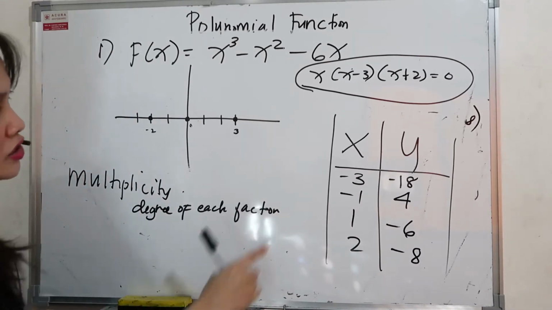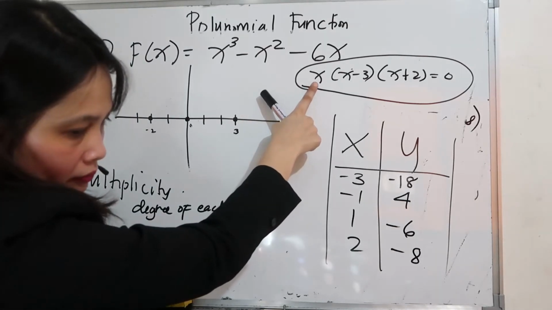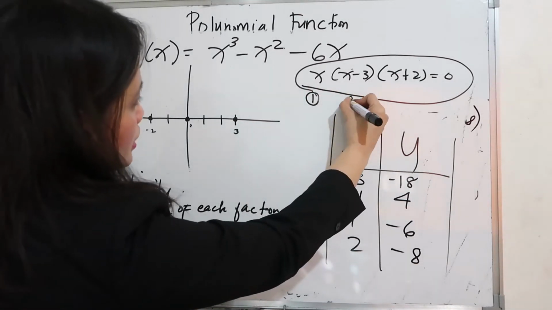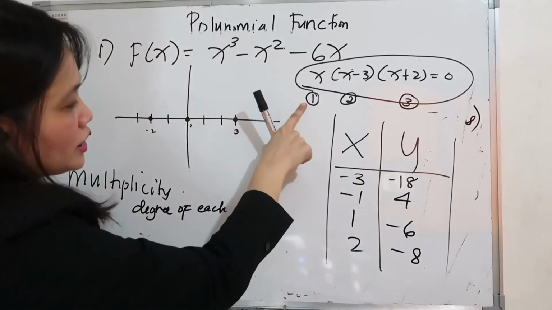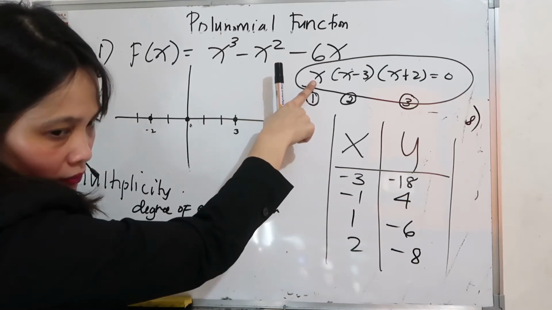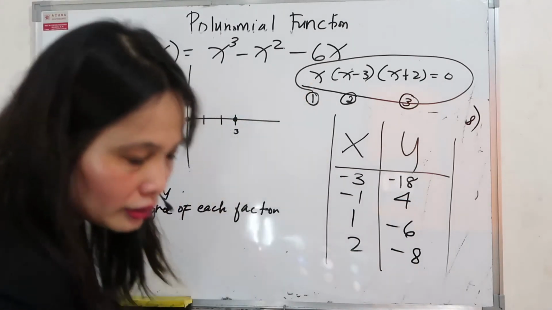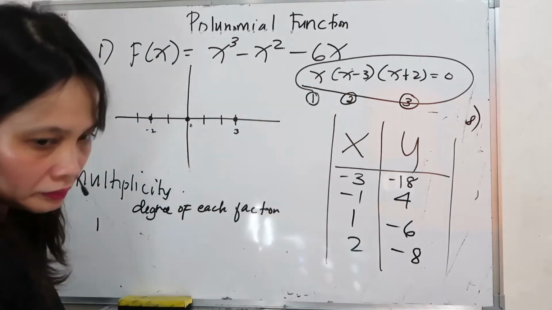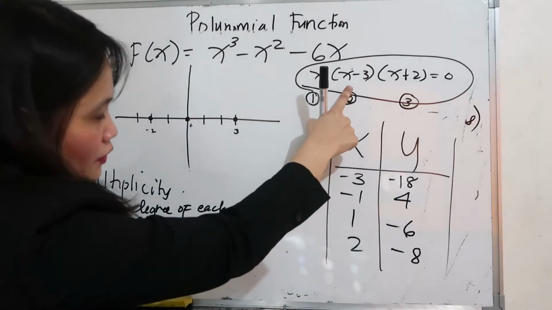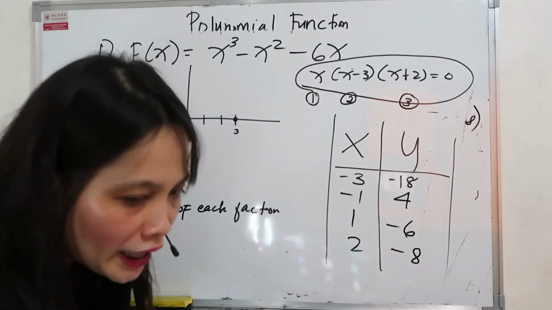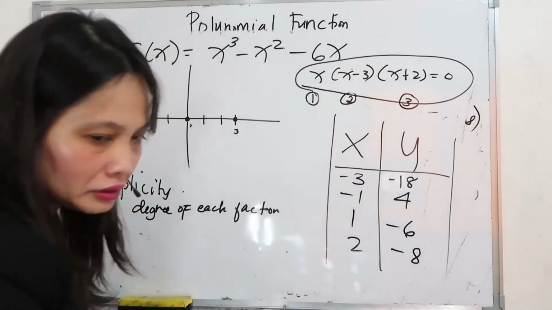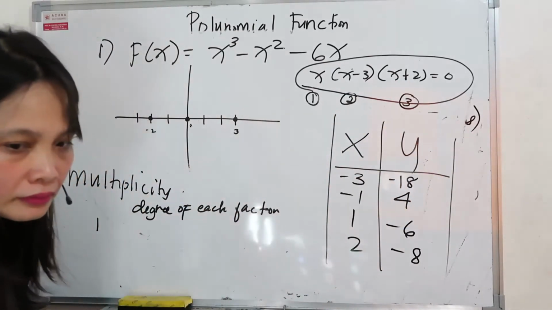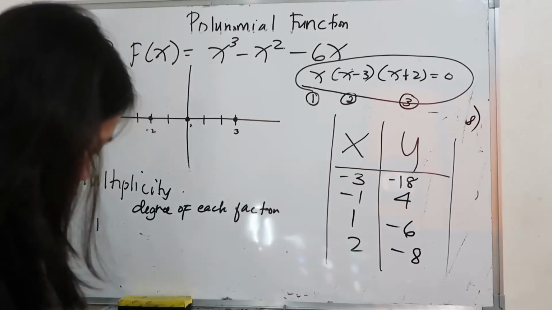So what is the degree of x here? This is your first factor, second factor, third factor. So what is the degree of the first factor? Exponent. What's the degree? Okay, 1. Next, what about the second factor? What is the exponent of the whole factor? 1 also. What about the third factor? What is the degree? Okay, 1. So there's a condition.